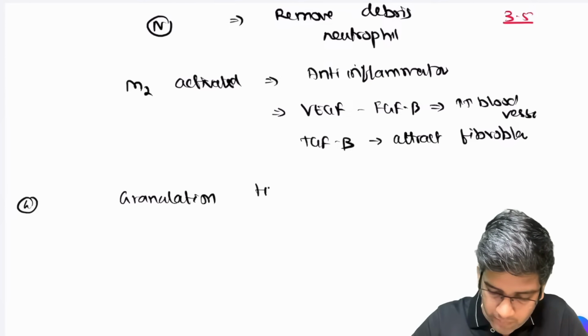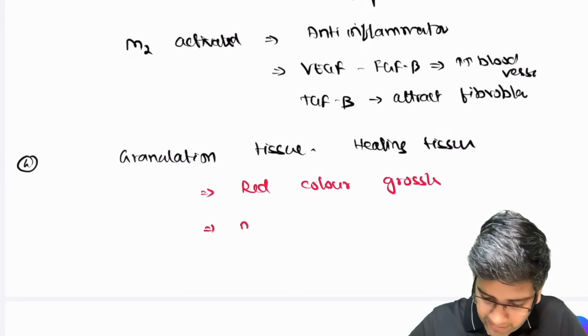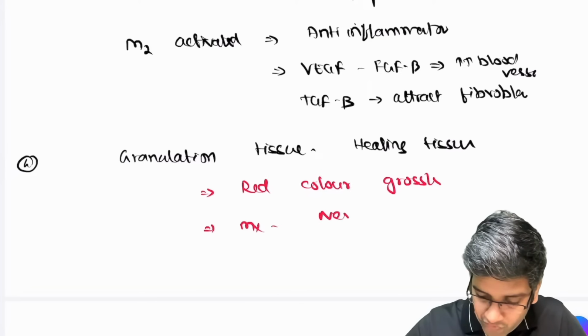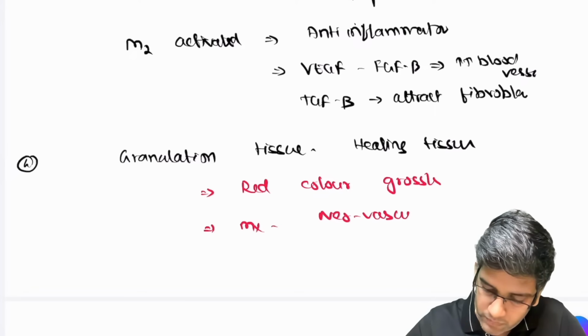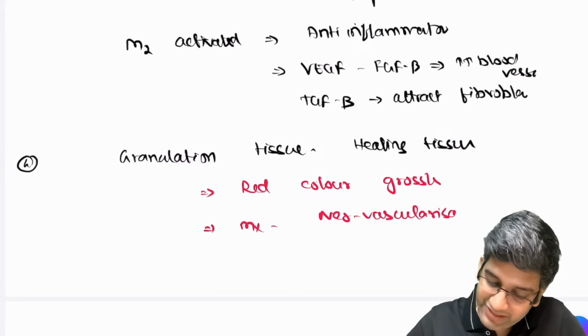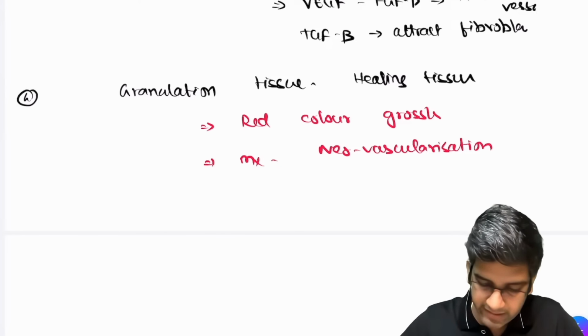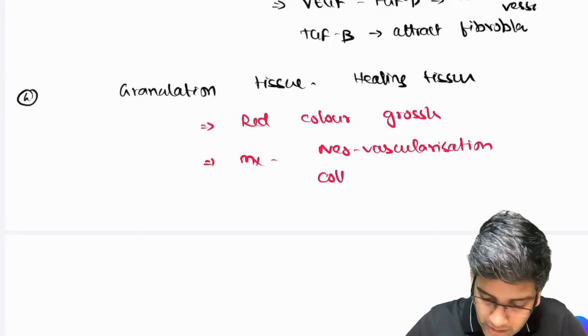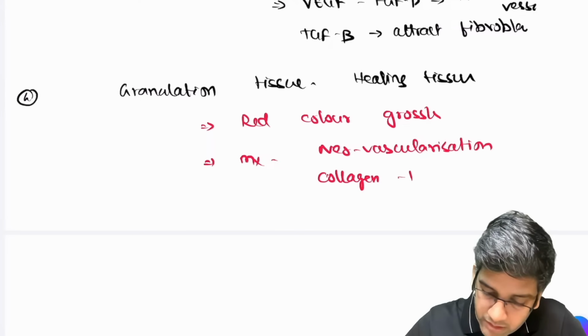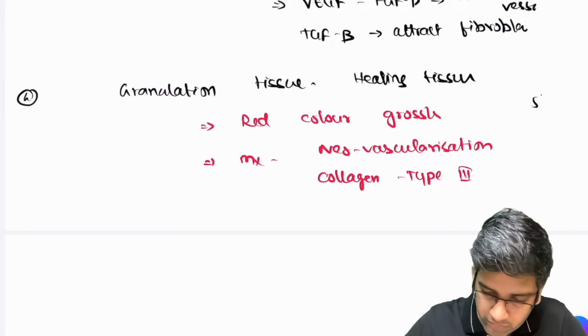In granulation tissue, what we have is two things. One, it's a red color tissue, very bright red in color grossly. The reason for the bright red color, microscopy will have neovascularization. Whatever happened due to the VEGF, FGF beta is happening here, and also I'll have collagen. The most important thing is I'll have collagen type 3. This will be around 5th day onwards.